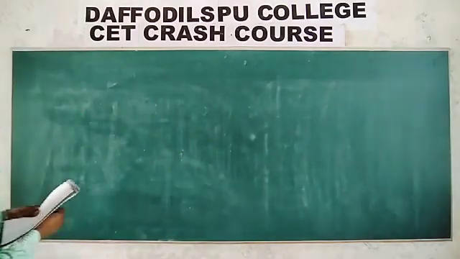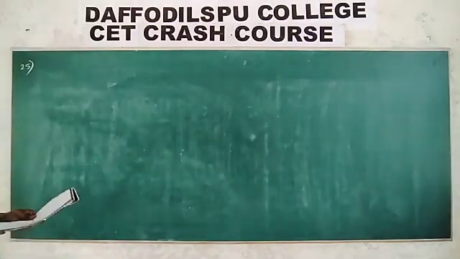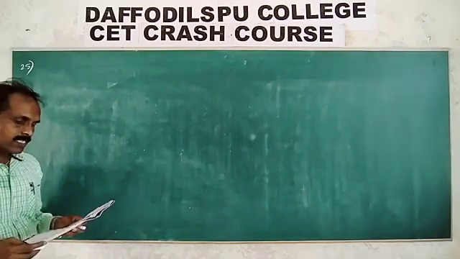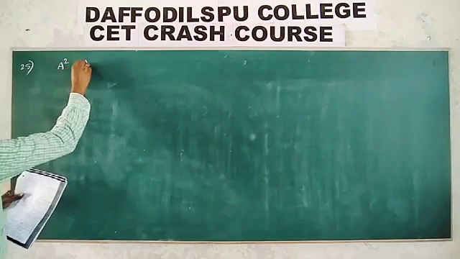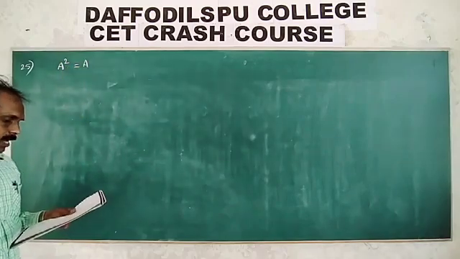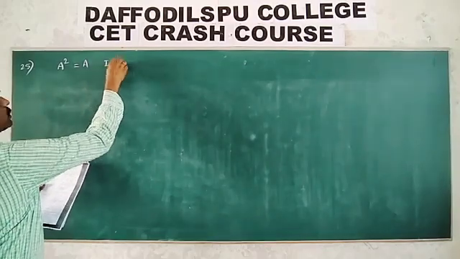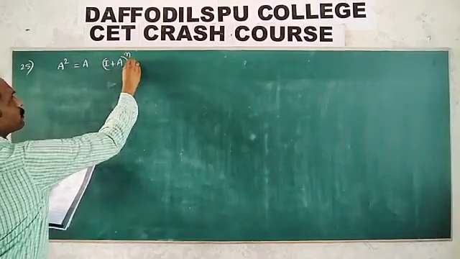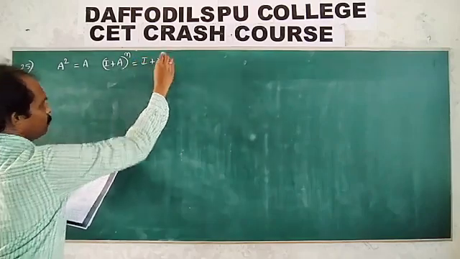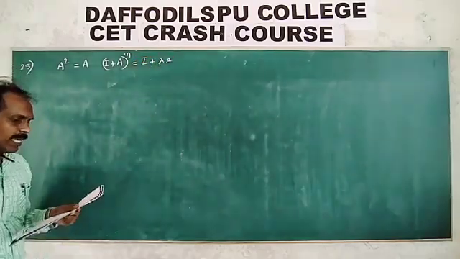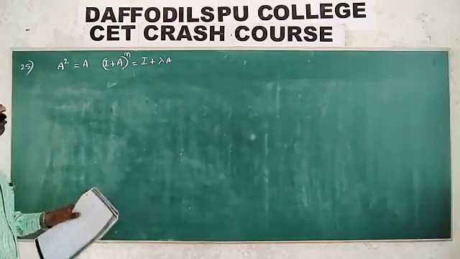25th question. A is a square matrix such that A square is equal to A, and (I plus A) whole power n is equal to I plus lambda into A. Then lambda value is equal to how much?